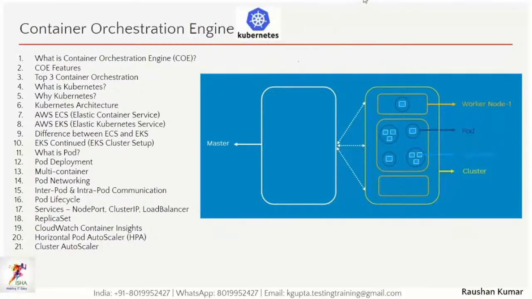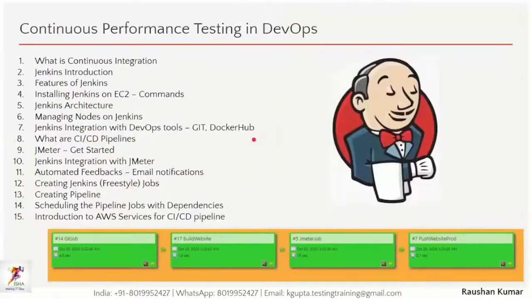So this is what I wanted to cover, guys. Give you a brief about the course, and at last we're going to talk about performance testing in DevOps. When I talk about continuous performance testing in DevOps, I mean, how do you create a performance job, right? We're going to use Jenkins as the CI tool, and how would you make use of Jenkins as a CI tool to create a CI/CD pipeline?